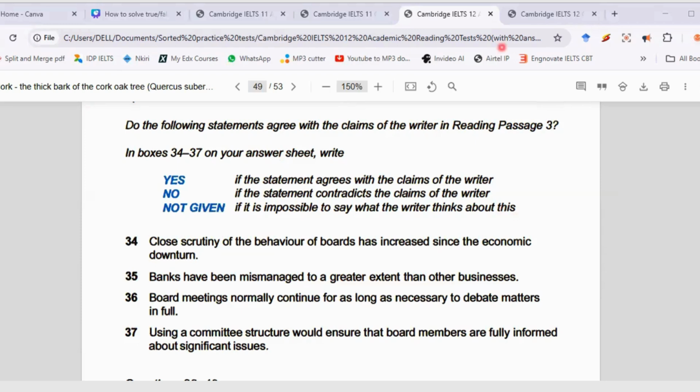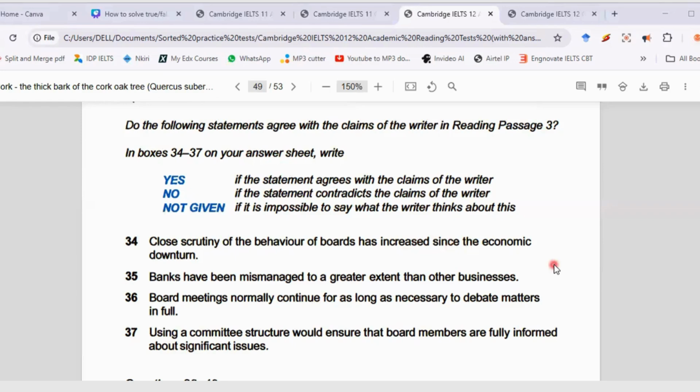So again, we start with our statements, start with our questions. Number 34, close scrutiny of the behavior of birds has increased since the economic downturn. So take note of the word close scrutiny. What is the meaning of scrutiny? Scrutiny means monitoring, close monitoring. What are they monitoring? Behavior of birds, that's another keyword. Increased. Since is another keyword. Then economic downturn.